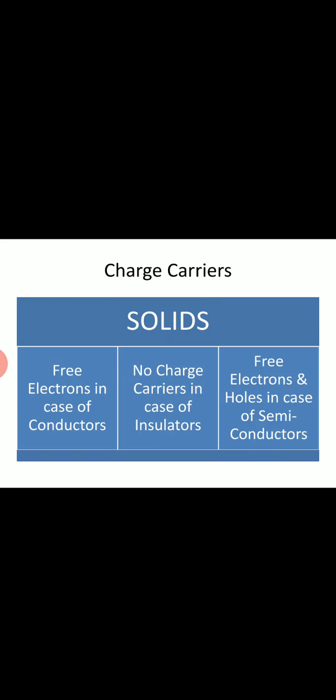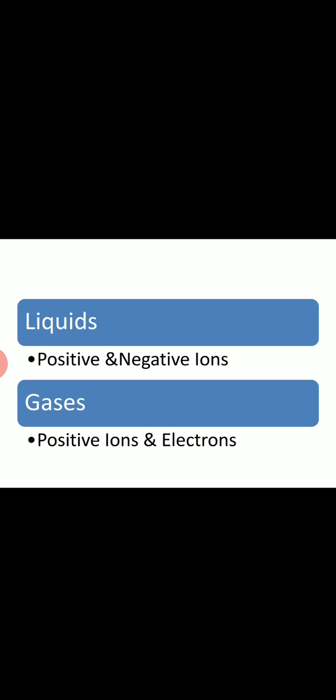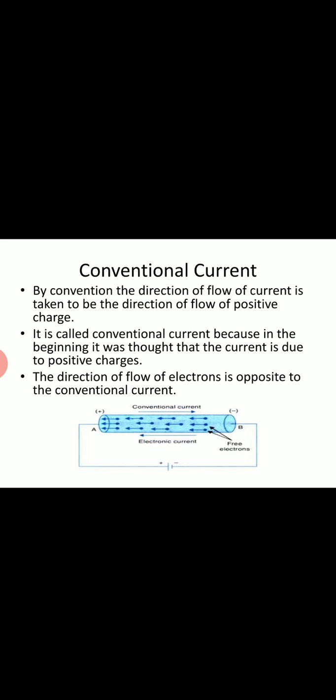Now, we can also look at the types of charge carriers. In solids, there are free electrons in the case of conductors, no charge carriers in the case of insulators, and free electrons and holes in the case of semiconductors. Holes are nothing but missing electrons. In liquids, the charge carriers are positive and negative ions in the case of an electrolyte, and in gases, positive ions and electrons.